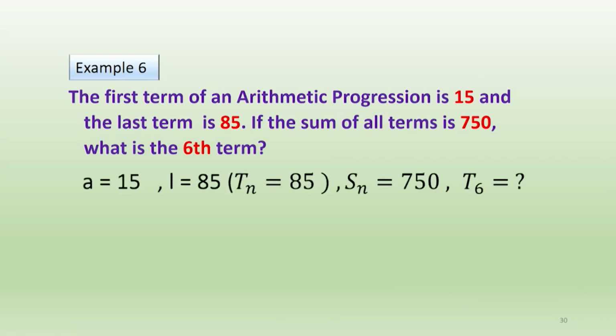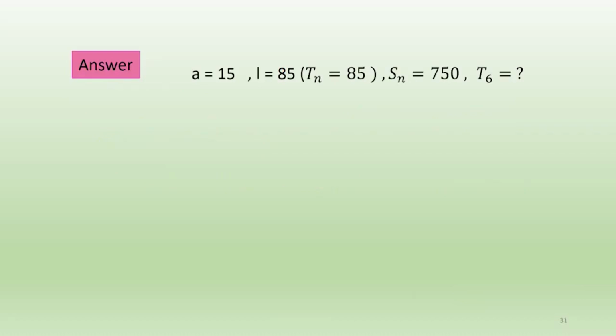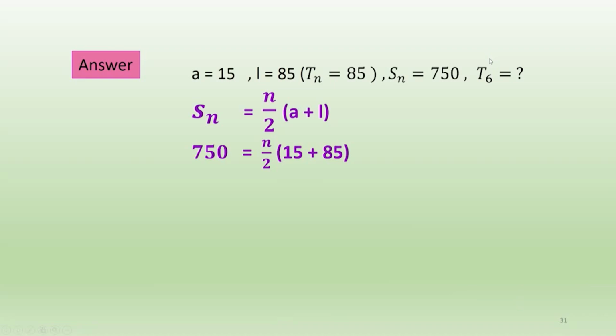Here I have first written the given information. The first term is 15, the last term is 85, and the last term can be represented using Tn. Sn was given, and that is 750. Then we have to find T6. We can apply Sn equals n over 2 times (a plus l). Sn is 750, and n over 2 times (15 plus 85). Using that we can find the number of terms. After knowing the number of terms, you can find T6 by substituting into the Tn formula.